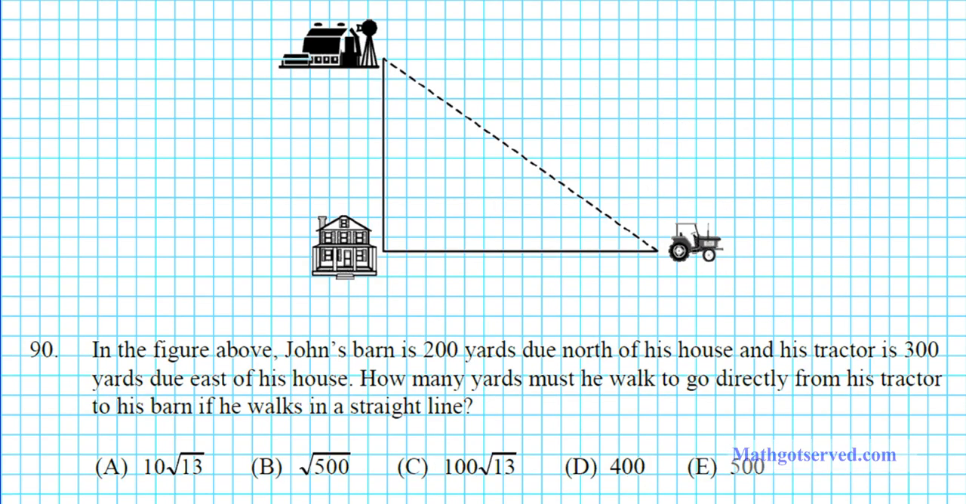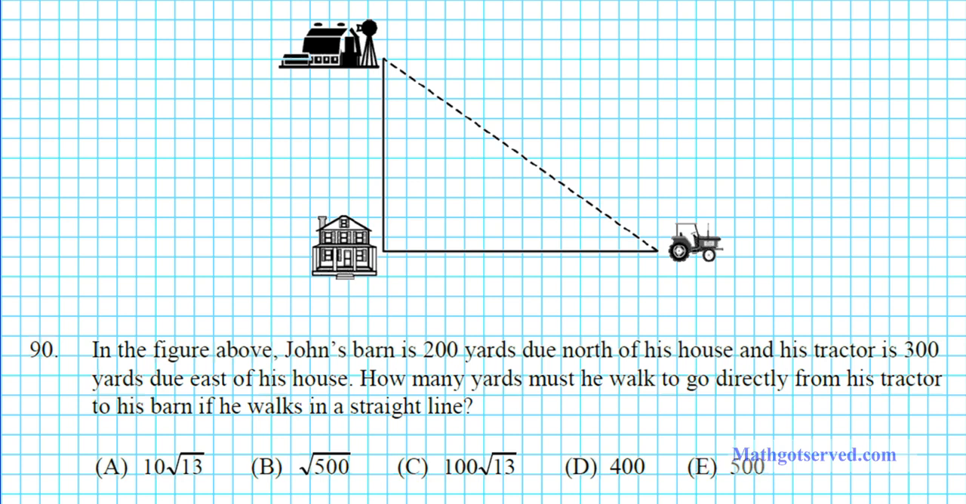All right, let's take a look at problem 9. It says, in the figure above, John's barn is 200 yards due north of his house, and his tractor is 300 yards due east of his house. How many yards must he walk to go directly from his tractor to his barn if he walks in a straight line? So whenever you have a word problem and an associated figure, you always want to make sure that your figure is accurately labeled using the information provided, okay? So let's go ahead and label the figure.